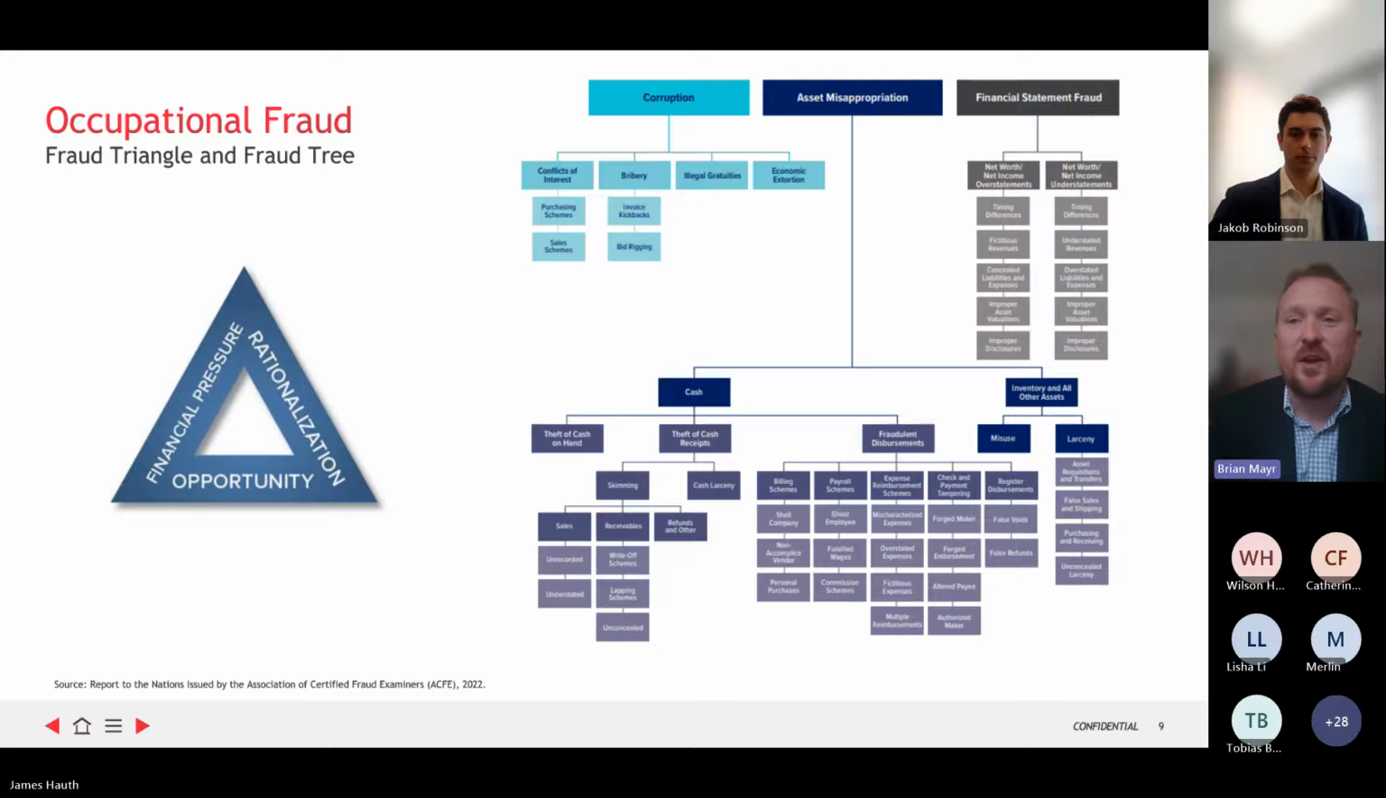The common example you see here is people living above their means, right? Maybe somebody living in a more expensive house. Maybe a spouse lost a job and they're now under financial pressures to make ends meet, right? When you bring all of these three together, that's what the fraud triangle is identifying.